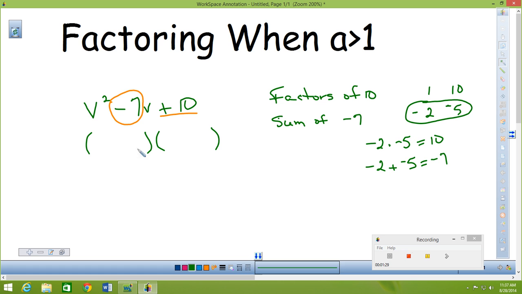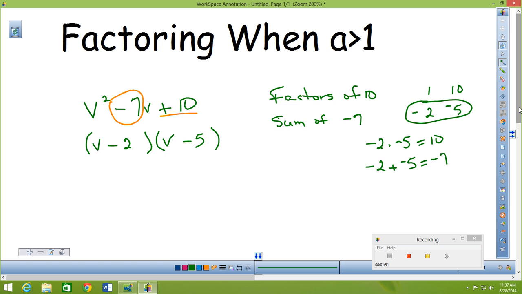And if you recall, we started out with a v and a v here. V times v gives me v squared. I'm going to put -2 and -5. We could FOIL that out and check, and we should end up with the problem that we started with. So that's what we've done up until now.